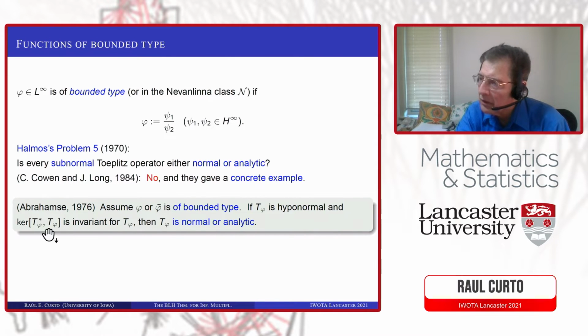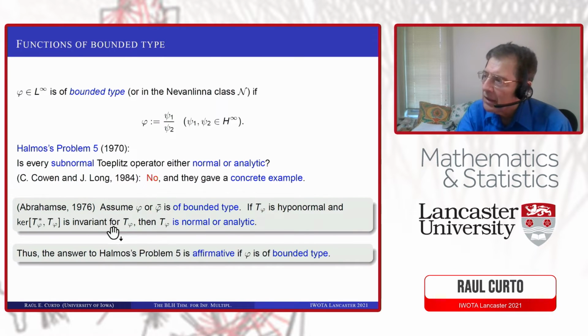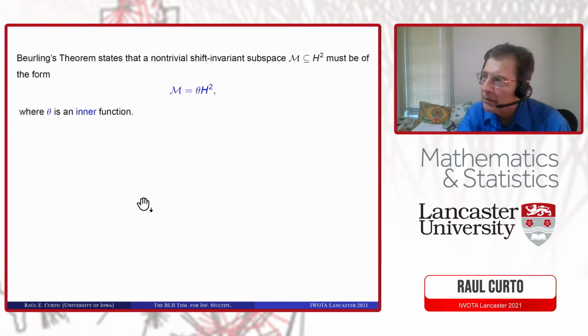This second property is actually true for the so-called two-hyponormal operators, which are a much weaker class than the subnormals. So Abrahamsi proved that Halmos problem five can be answered in the positive if you assume that the symbol is of bounded type. So the symbol that Carl and John had was not of bounded type.